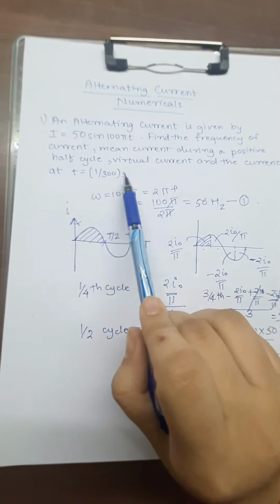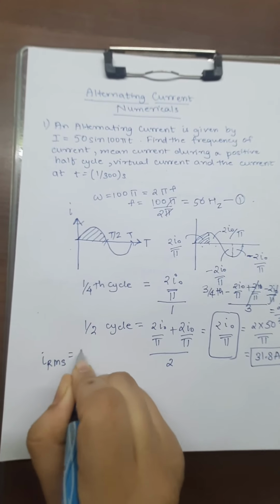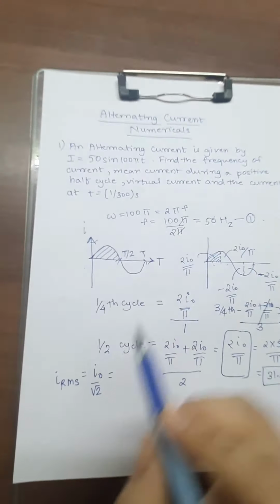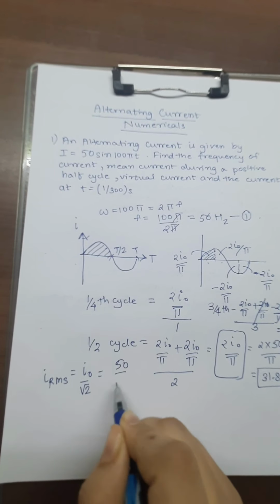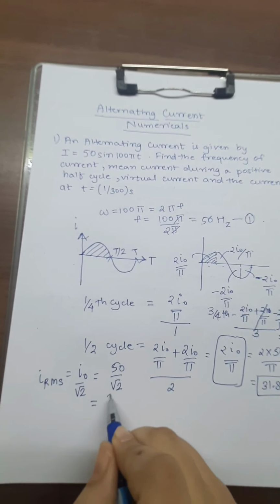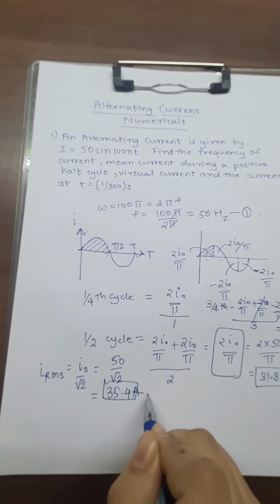Now we have to find virtual current. Virtual current means I RMS, which is equal to I naught by root 2. We know I naught equal to 50. So 50 by root 2, which is 35.4 amperes. This is the third answer.